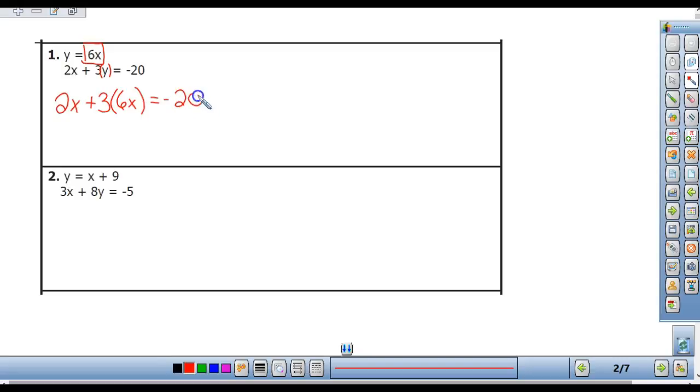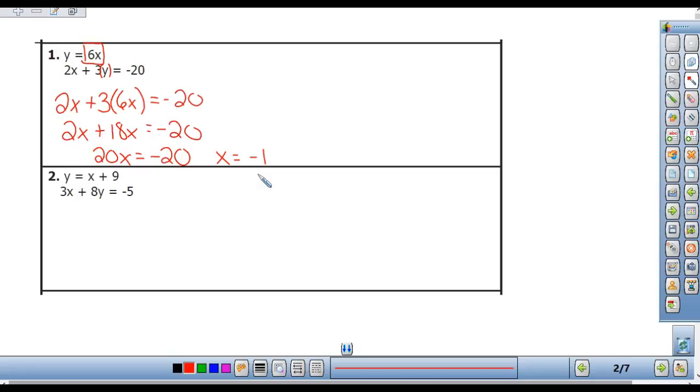equals negative 20. Okay, so 2x plus 18x equals negative 20. 2x plus 18x? 20x equals negative 20, so x is negative 1. Good. So now we have x.